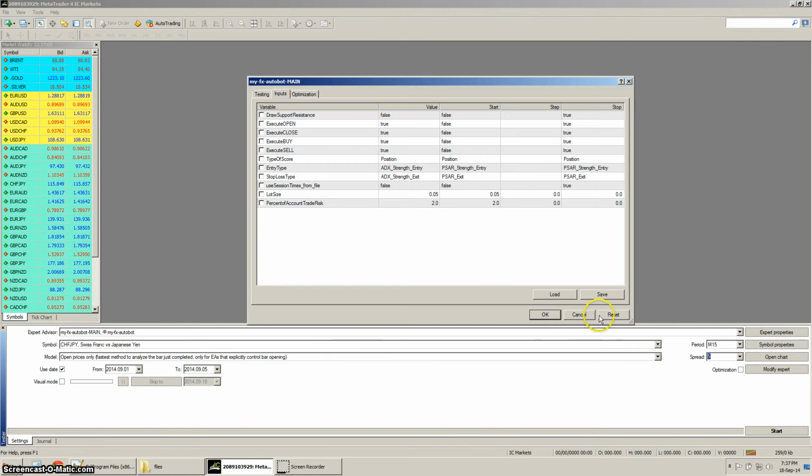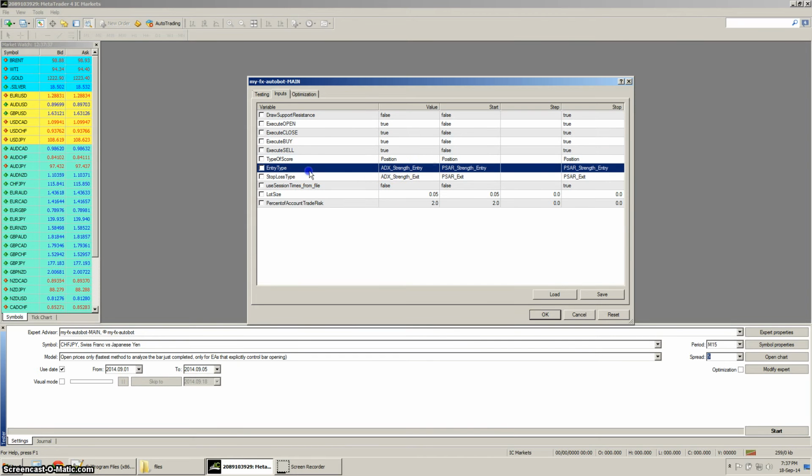Let's explore the properties. The properties are whether you want to draw support or resistance or not. Usually I just leave it false, but if you want to trade with the levels you can. You want the bot to open, close, buy, sell, the type of score, whether it's position or absolute, position being the difference in points of the indicator with the price, or the absolute, which is the sum of ones and zeros in relation to the indicator on the chart and the price.